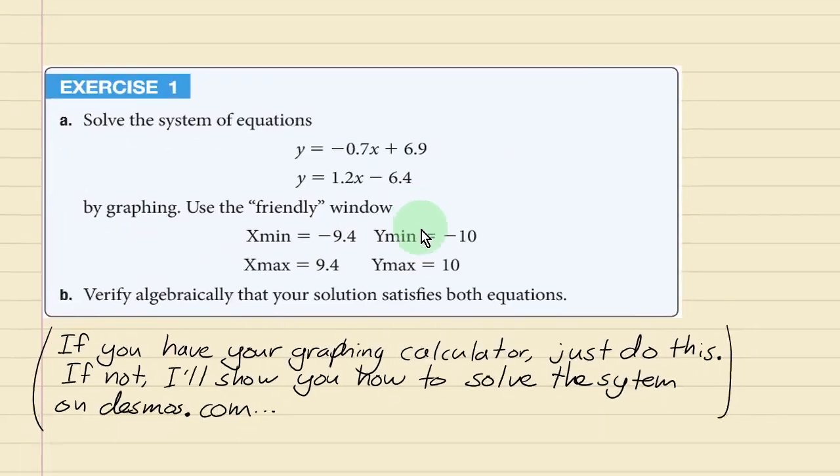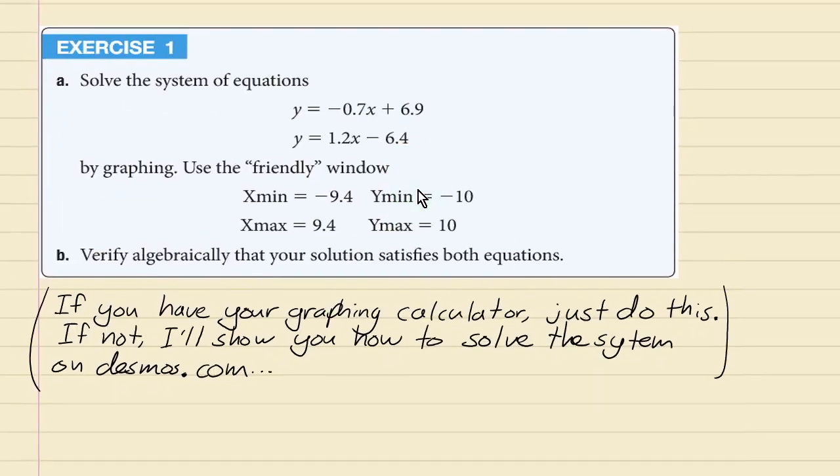Now, here's a thing for you to do. Try to solve this system of equations, just to practice it using your calculator again on your own. Here's a good window to use. And then check it. And I do want to see you checking that it's right.